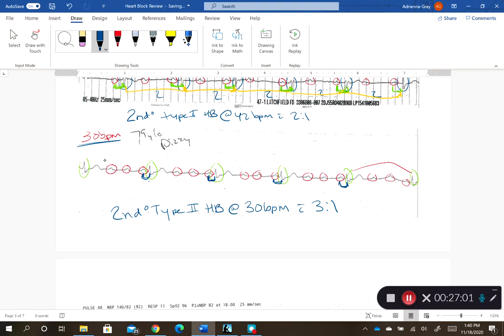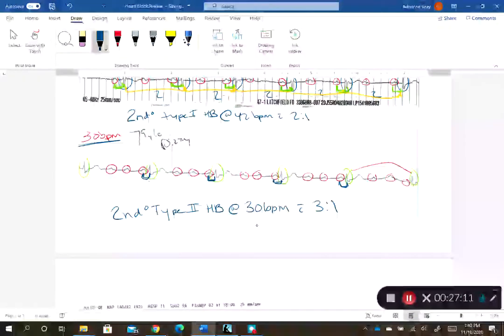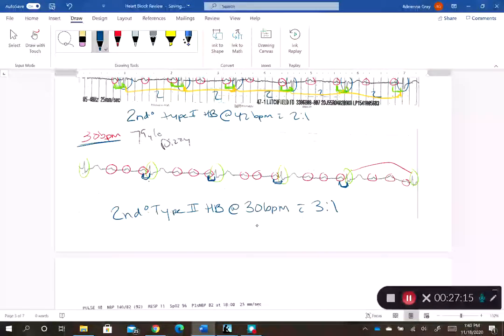There could be, but I can't really pick it out. I can't really see it, so I'm not going to include it in my conduction ratio. So second degree type 2 heart block at 30 beats per minute with a 3:1 conduction ratio. The reason this cannot be a third degree heart block is because the PR interval remains consistent when we do have that QRS following that P wave.